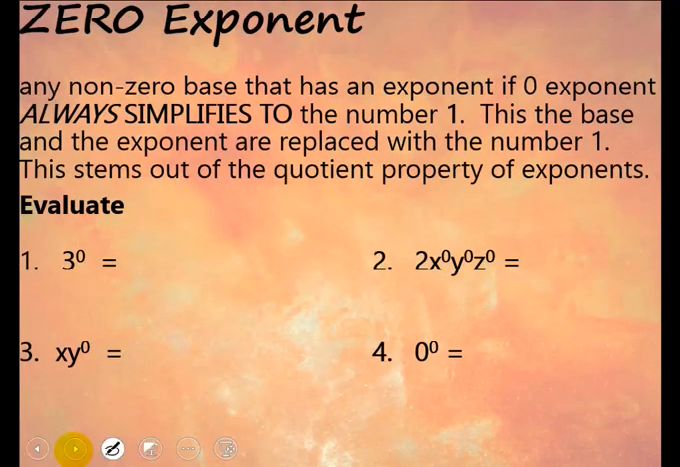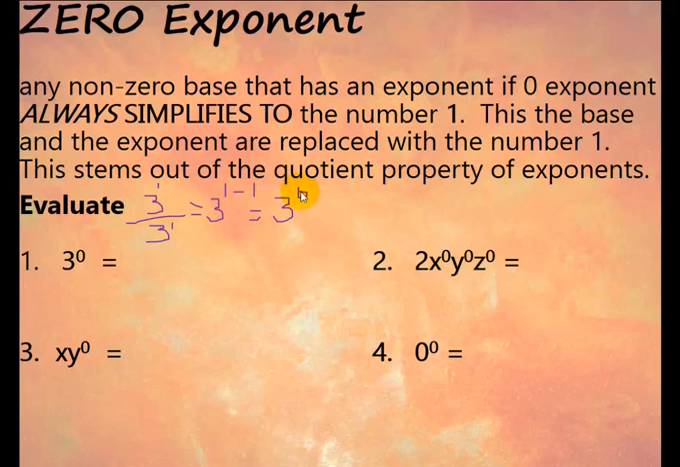Now we're going to talk about that zero exponent. I alluded to it before. Basically, the nugget of truth is any non-zero base raised to a zero exponent is going to simplify to the number 1. The base goes away, the exponent goes away, and you're just left with number 1. And the reason is if I did this, this is 3 to the 1st over 3 to the 1st. The division property says I can subtract my exponents. 1 minus 1. That's 3 to the 0. But we already know that 3 divided by 3 is what? 1. So any non-zero base raised to a zero exponent has to be the number 1.